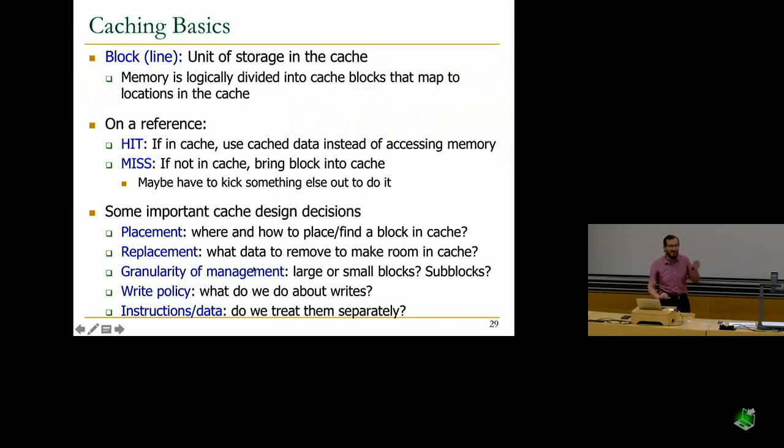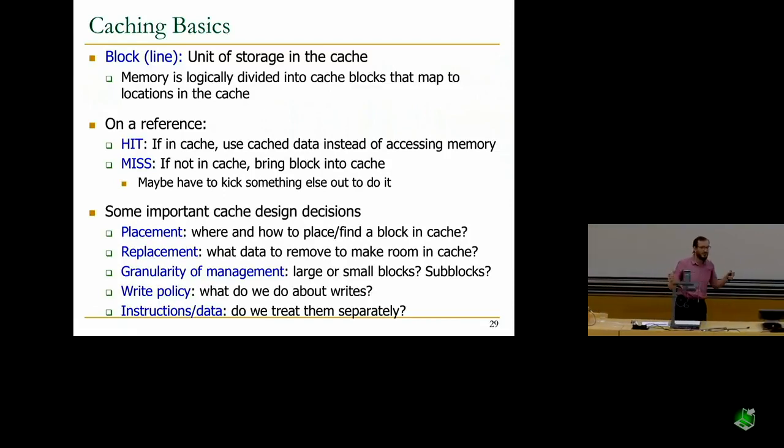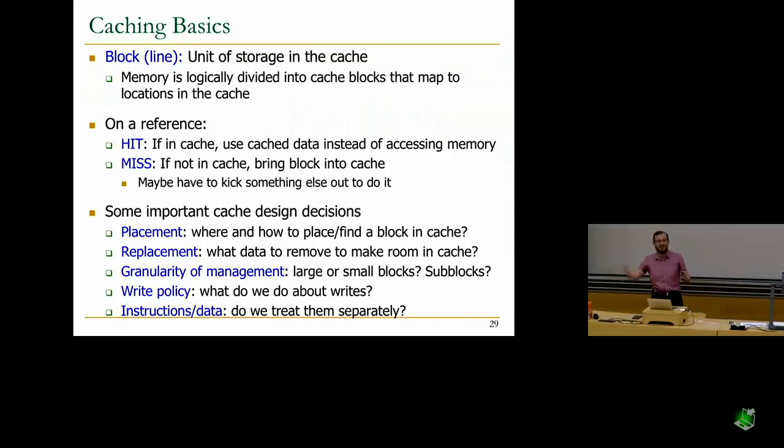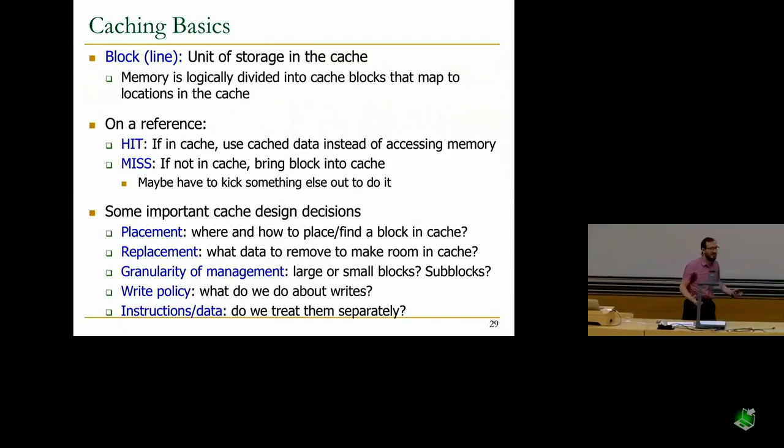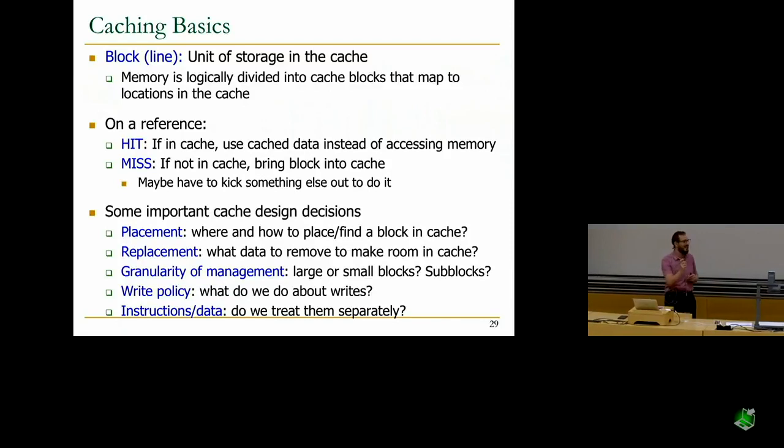Granularity of management: do you have large blocks or small blocks? Or do you have what is called sub-blocks? We're going to hopefully see sub-blocks if we have time. What is the right granularity? Usually the granularity is fixed in processor caches because it's a lot easier to manage fixed size blocks. But if you look at a web cache, a software cache, your granularity doesn't need to be fixed. Sometimes you load 1 megabyte of data, sometimes you load 5 bytes of data, right? But that's very hard to do in hardware. It's a lot easier to deal with fixed granularity blocks in hardware. That's why I say 64 byte blocks, right? I don't say sometimes 16 byte blocks, sometimes 1 megabyte blocks. That's a lot harder to manage in hardware.